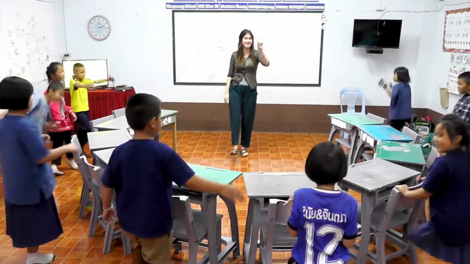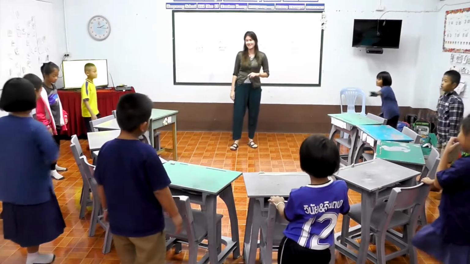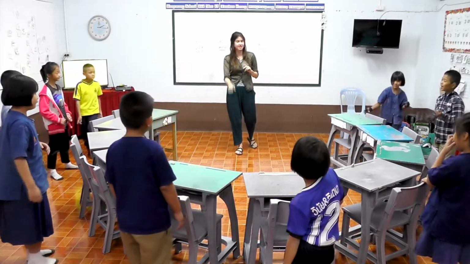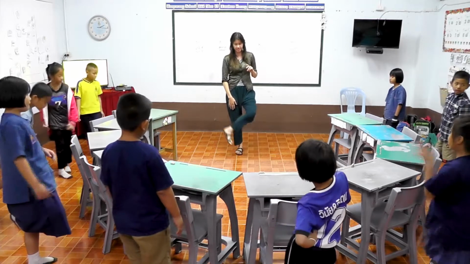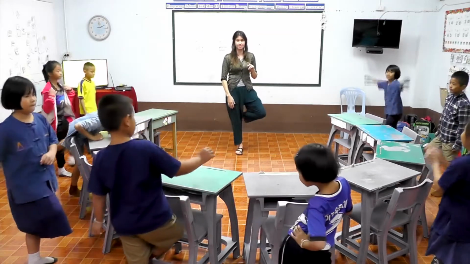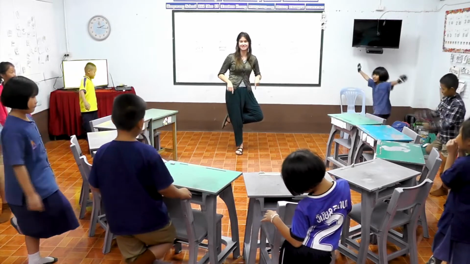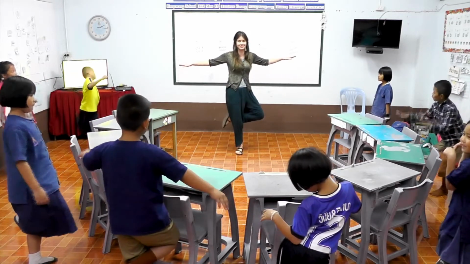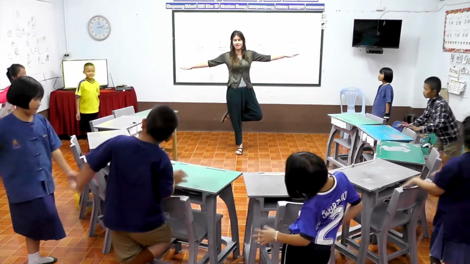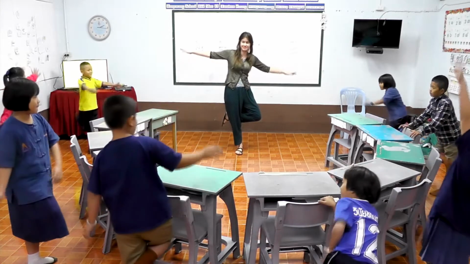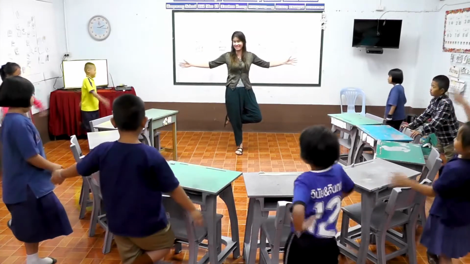Okay, stand on 2 feet. Let's switch legs. Stand on your other foot. You can put your leg in front or behind. If you can stand like that, you can put your arms out. You can try to fly a little bit. Like this, yeah.